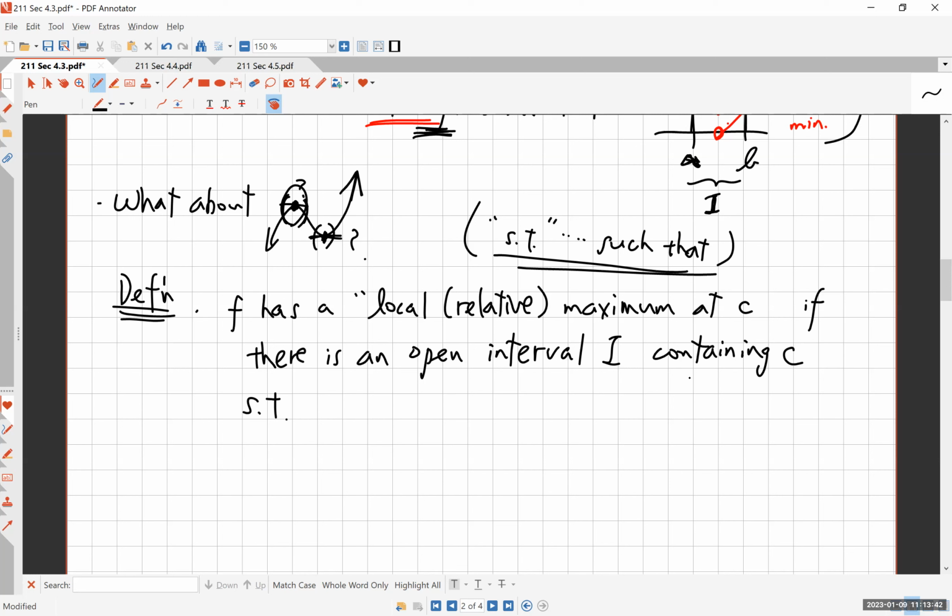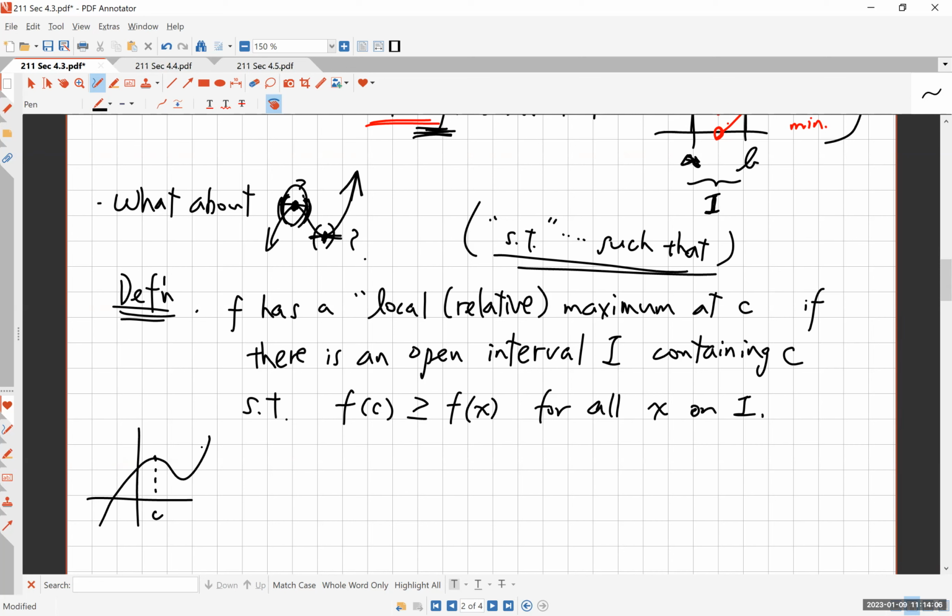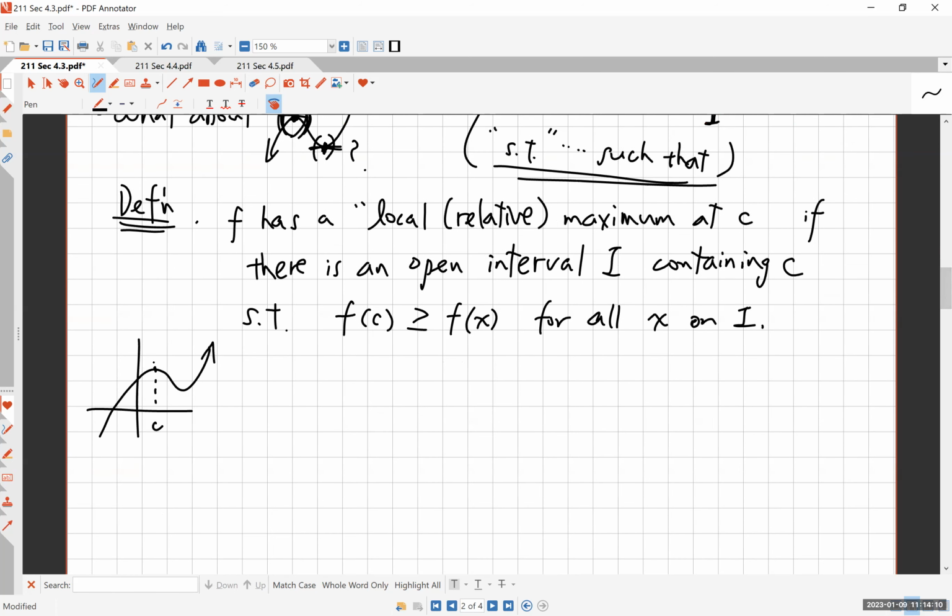if f has a local maximum at C, if there is a small, even a very small open interval that contains C, such that f(c) is greater than or equal to f(x) for all x on I. Okay, so the idea is this is a maximum point, a local maximum, even though it's not an absolute maximum, if you can find an open interval I so that on this interval I, this point is the maximum point. That is the definition.